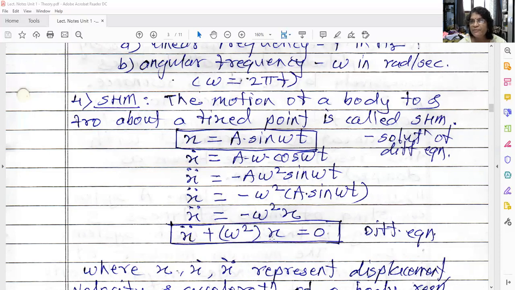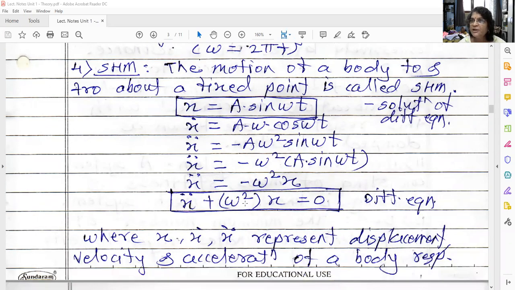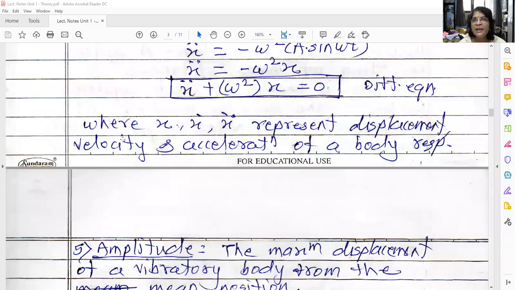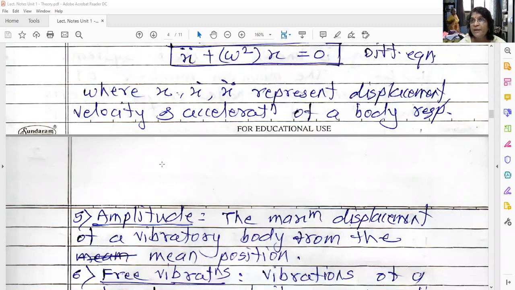This is a very, very important equation. This is the differential equation of simple harmonic motion. For every type of vibration, we have to use this equation. We have to make the analogy with this equation. Okay, so the coefficient of x is nothing but omega square. So every time you have to find out omega for any mechanical vibratory system. So like this, you have to find out the differential equation for every type of vibration, which will give you the natural frequency, that is omega square. Okay. So here x, x dot, x double dot represent displacement, velocity and acceleration of a body which is vibrating.